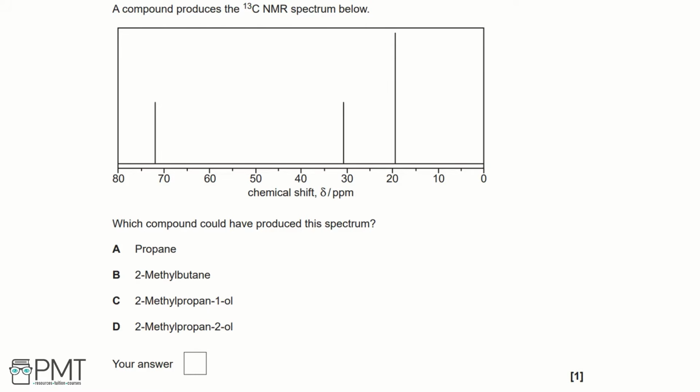2-methylpropan-1-ol, or D, 2-methylpropan-2-ol. The first thing we need to notice is that the carbon-13 NMR has 3 peaks.